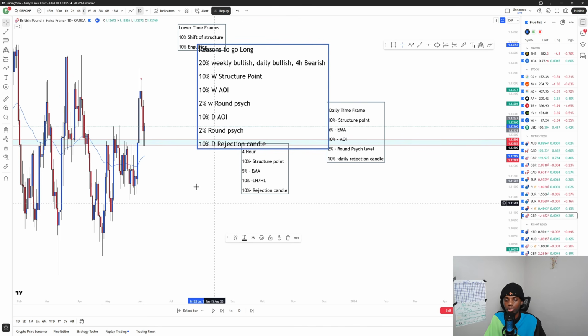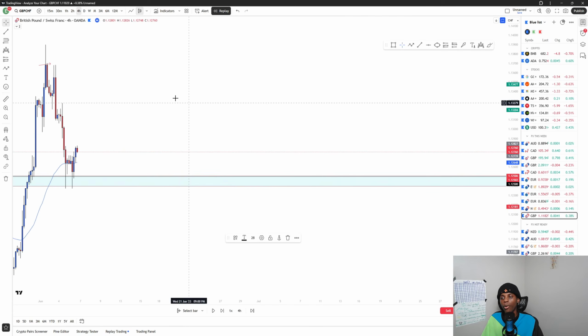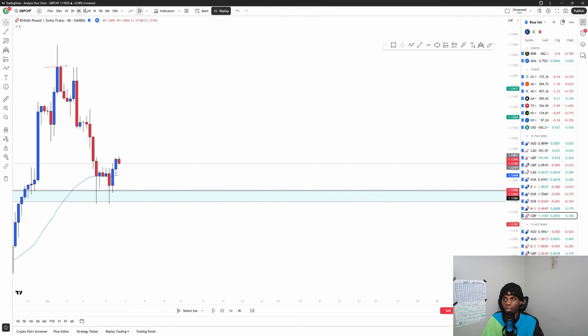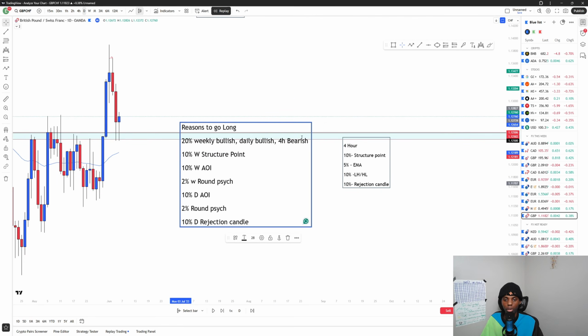Then we go down to the 4 hour to see what changed. 4 hour is now bullish. This is not the cleanest lower high, but we are now bullish on the 4 hour. So I tap that up. 4 hour is no longer bearish, it's now bullish. And this now goes back to 30%.